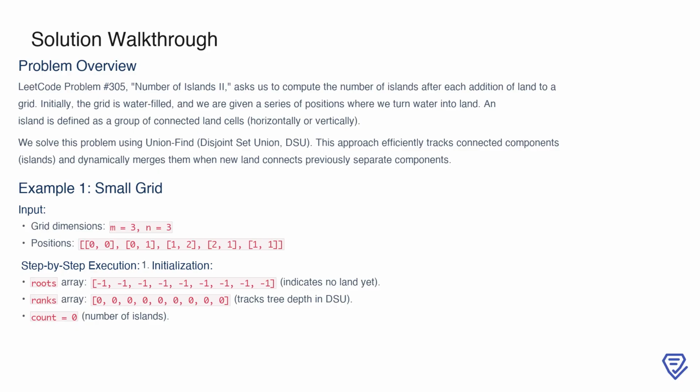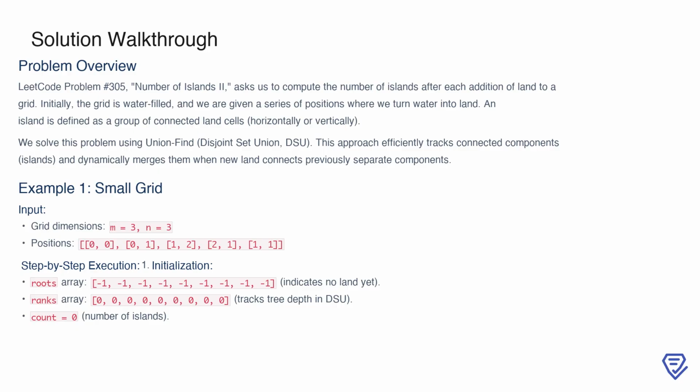An island is defined as one or more connected land cells, either horizontally or vertically. To solve this efficiently, we use the union find data structure, also known as disjoint set union, which helps us dynamically track connected components. By merging components as new land is added, we can efficiently determine the current count of islands at each step. Let's explore an example to understand this process.